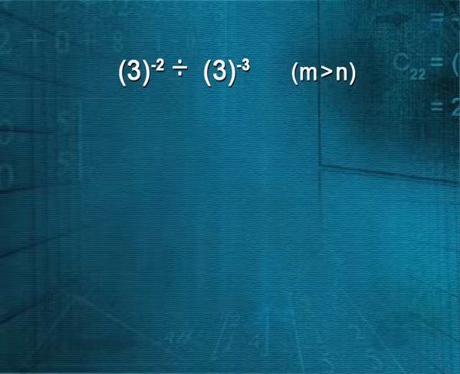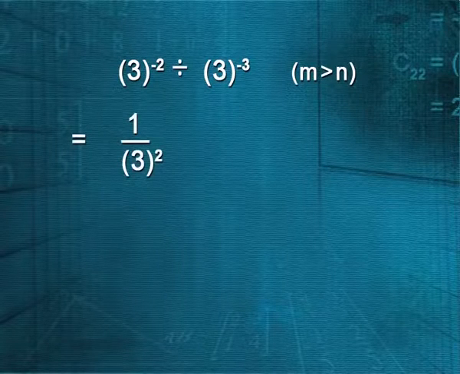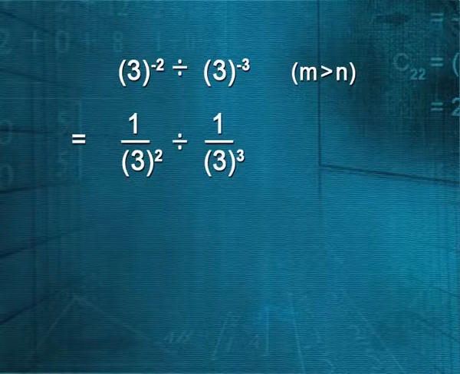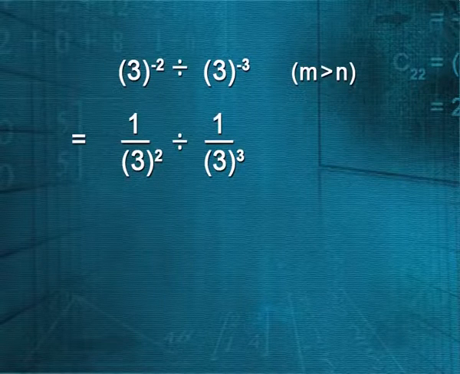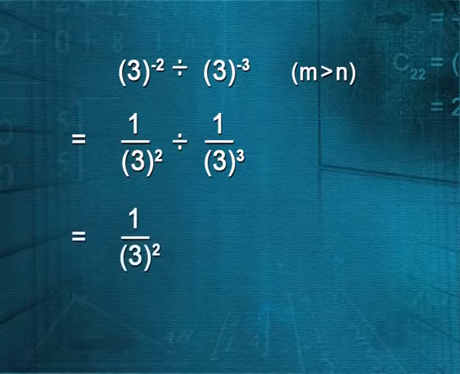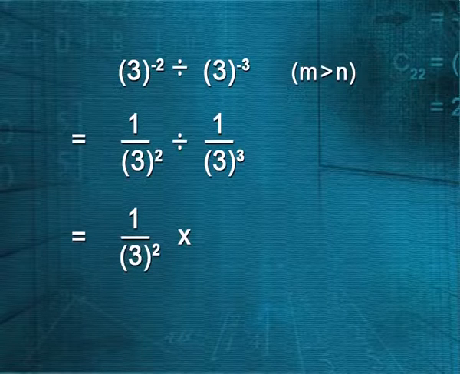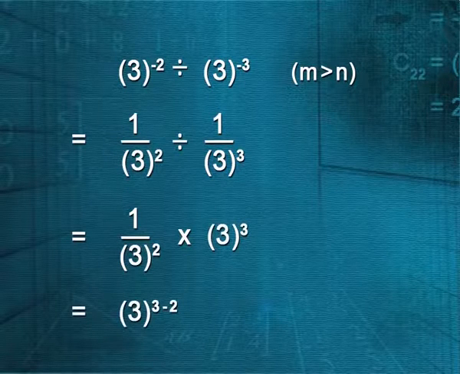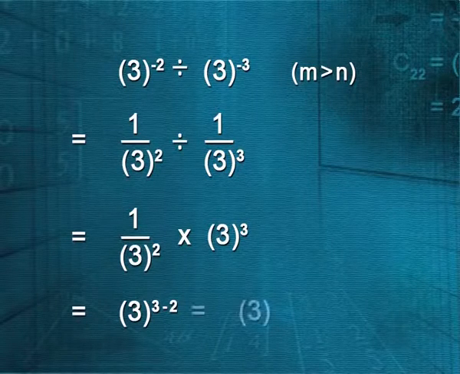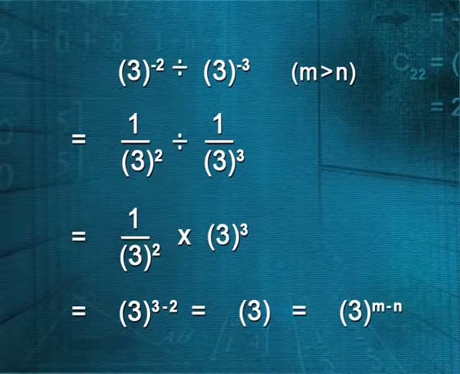So, 3 raised to power minus 2 is equal to 1 by 3 square and 3 raised to power minus 3 is equal to 1 upon 3 cube. So, we are writing 1 by 3 square divided by 1 by 3 cube, which is equal to 1 by 3 square, and the division sign is replaced by the multiplication sign, and we write the reciprocal of the number, which gives you 3 raised to power 3 minus 2, which is equal to 3, or you can say it is equal to 3 raised to power m minus n.